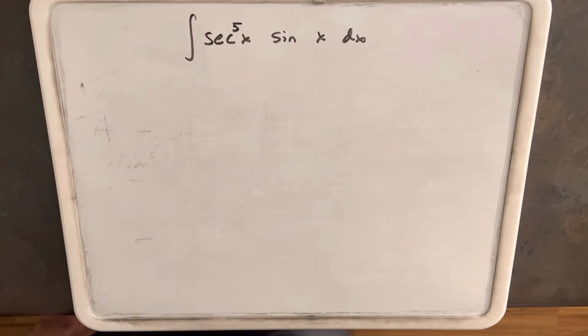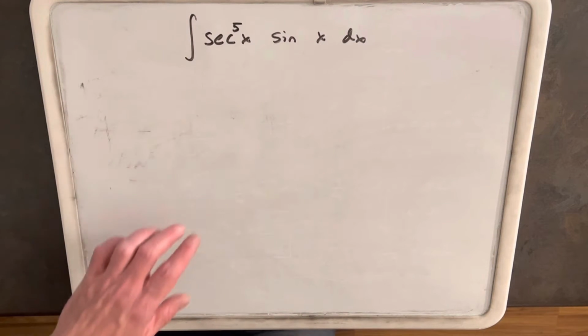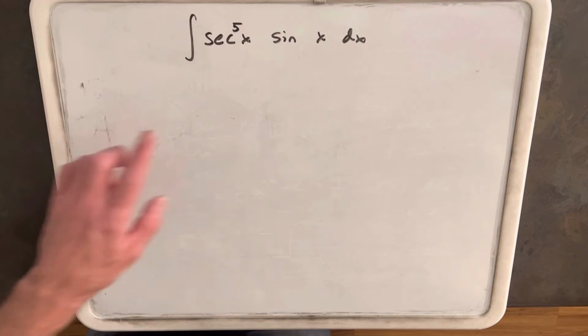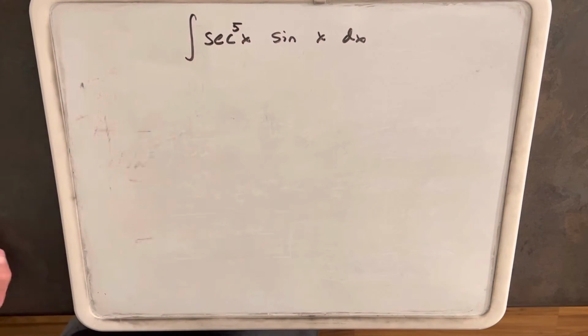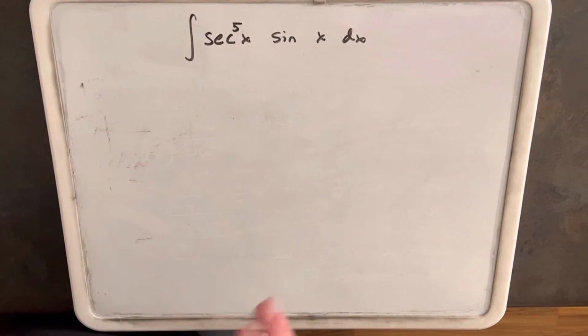Hi, we have this interesting integral on the board. We have the integral of secant to the fifth x times sine x dx. In the previous video, I did the same integral as this, but I mentioned we didn't want to work with a secant and a sine, so we converted the secant to cosine, and then we were able to integrate the expression with just sine and cosine because those two work together better.